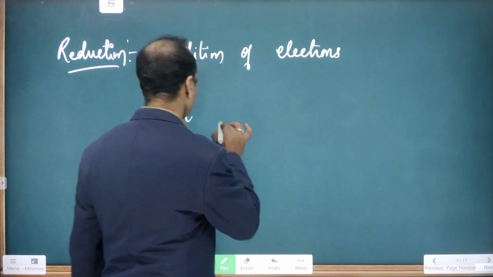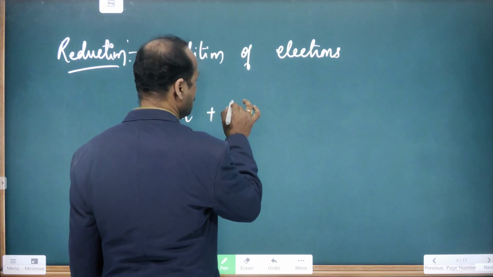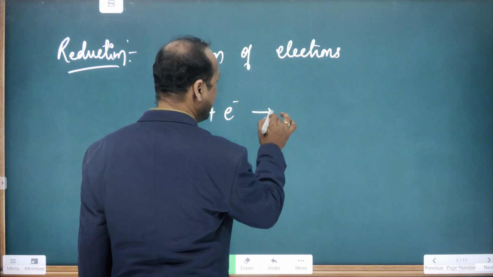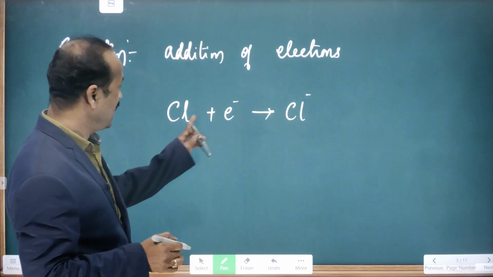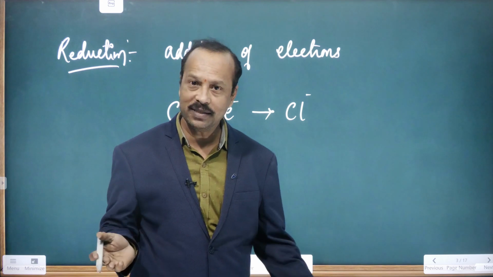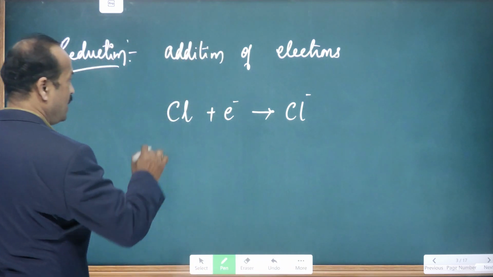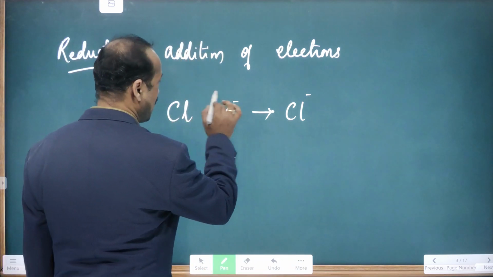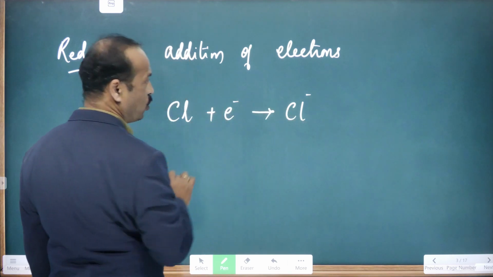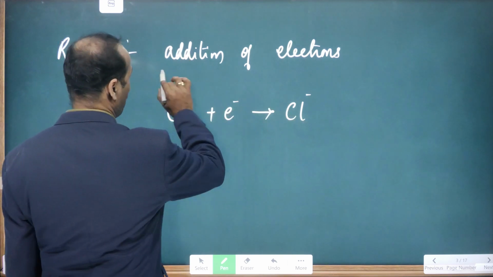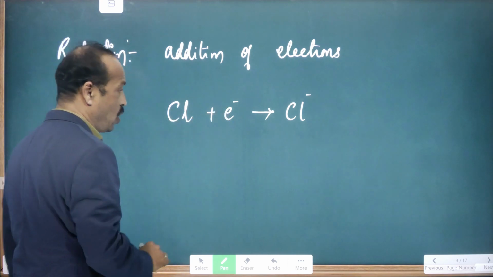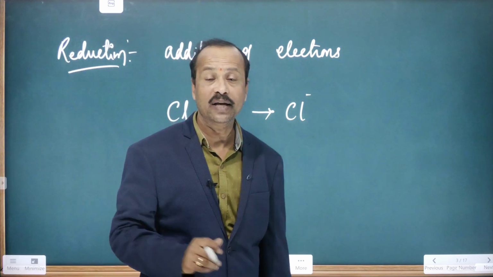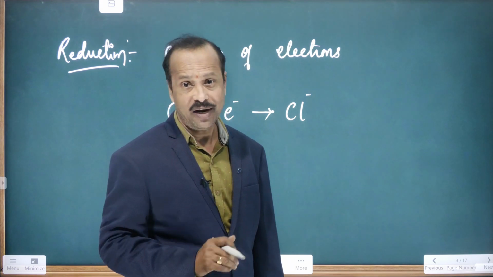So here chlorine gains 1 electron. When it gains 1 electron, it becomes Cl minus. So chlorine is gaining an electron to form chloride. This is called addition of electrons. The electron is added, so this is called reduction.